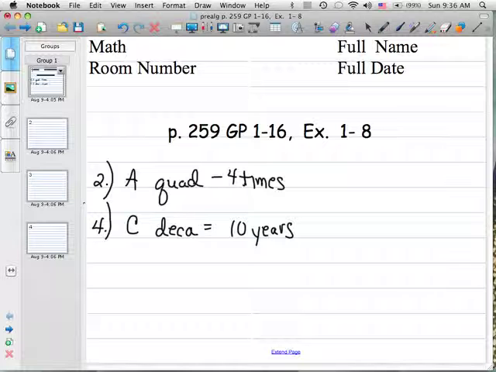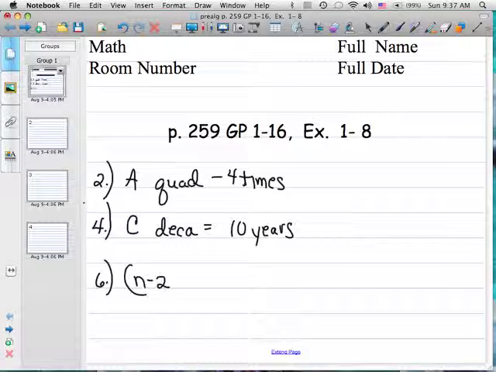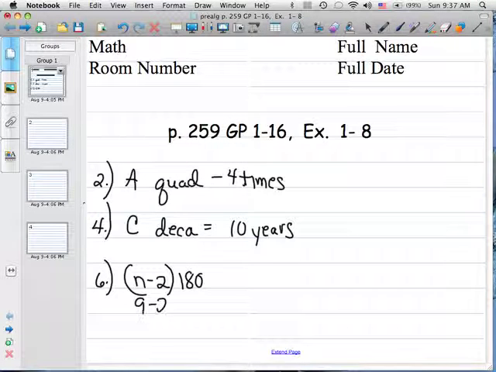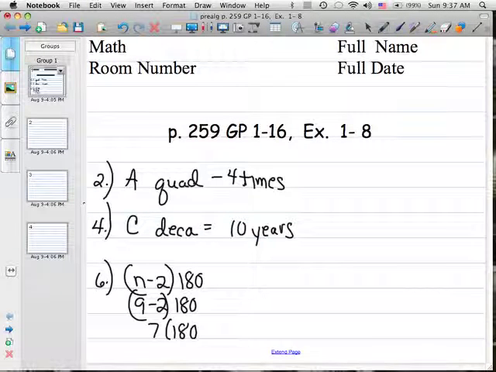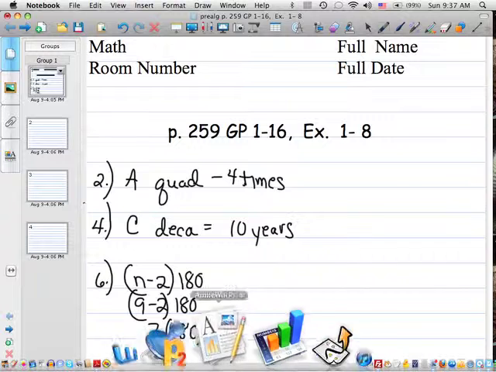5 through 7, evaluate the expression n minus 2 times 180, which we just figured out, for each value of the variable. So number 6, the formula is n minus 2, the number of sides, take away 2, times 180 degrees for each triangle. So if we had a 9-sided figure, we take 9 minus 2, which would be 7 times 180. And if you need your calculator, use it.